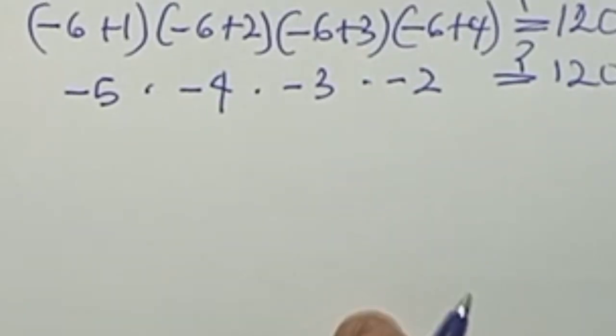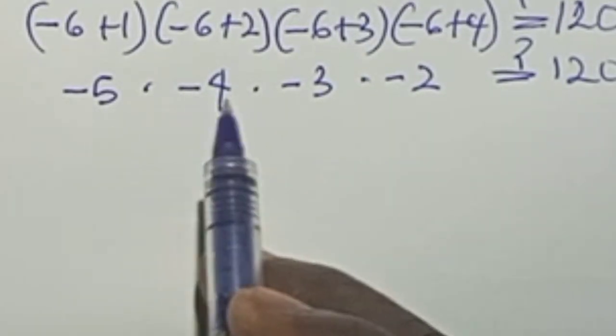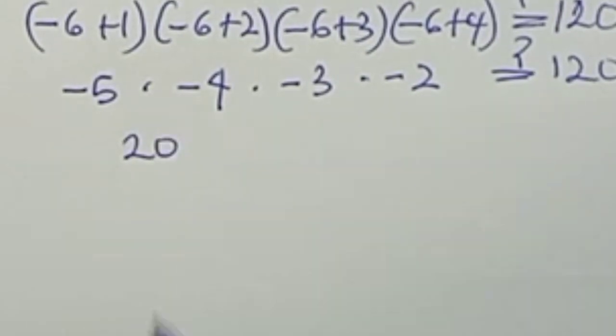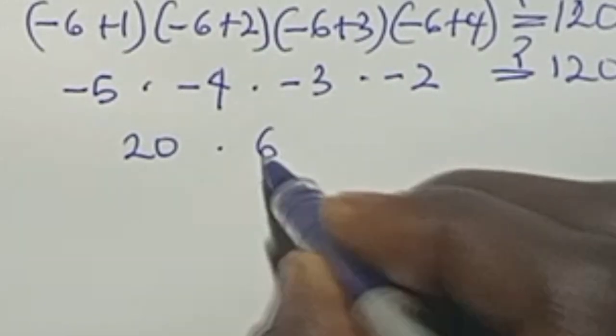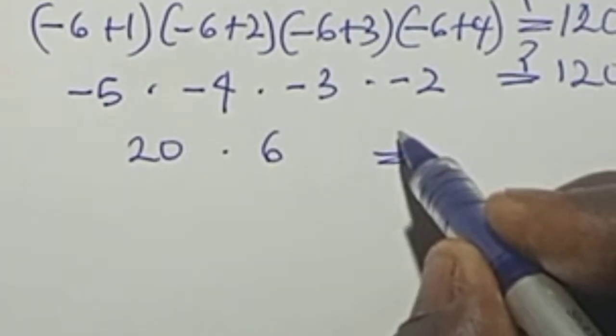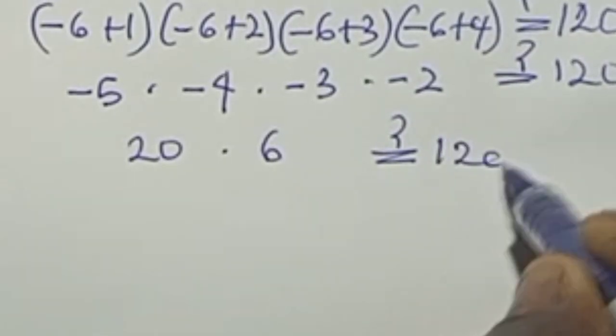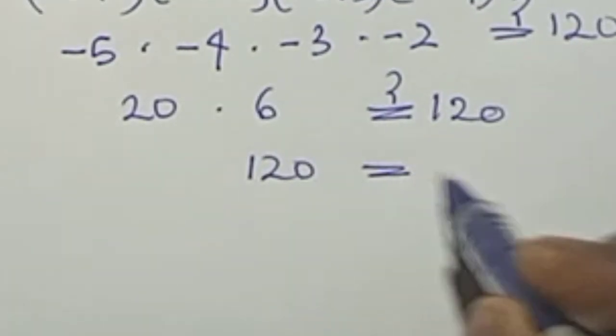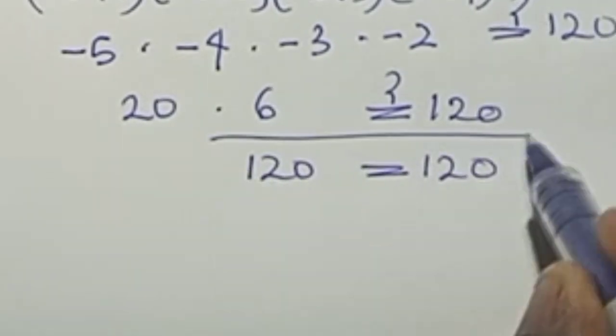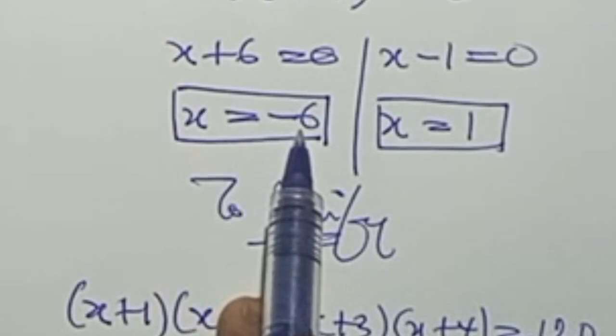And if we do this very well, minus 5 times minus 4 would give us 20, times minus 3 times minus 2, that is 6. Can this be equal to 120? And 20 times 6 obviously is 120 and is equal to 120. So it is true for s equals minus 6.